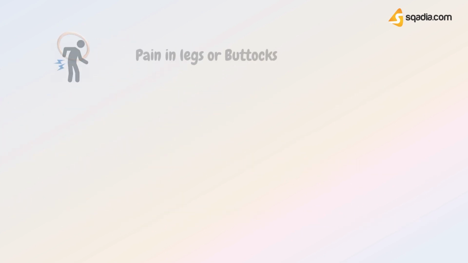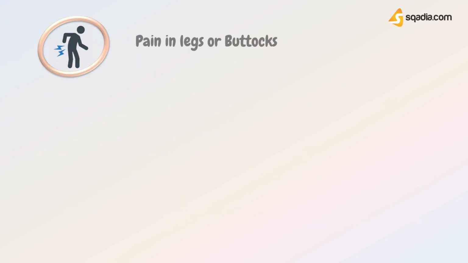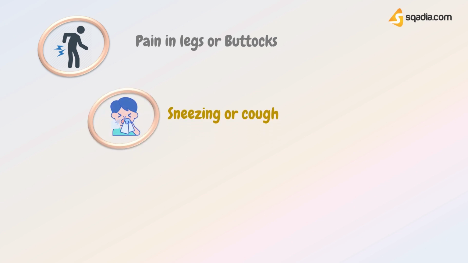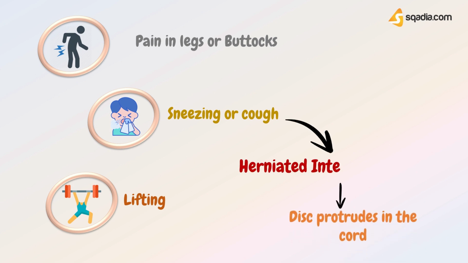What if your patient is having pain radiating into the legs or buttocks, aggravated by sneezing or coughing, often beginning after lifting? Then these symptoms might be caused by a herniated intervertebral disc, which is when a disc in between the vertebrae protrudes into the space that holds the spinal canal, squeezing it.